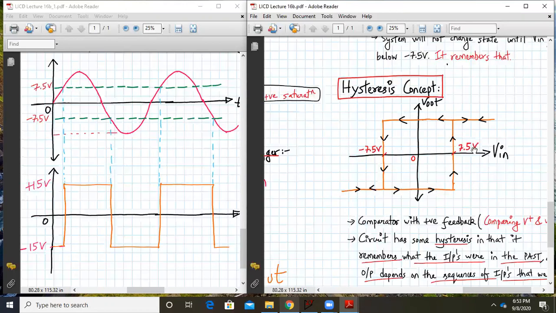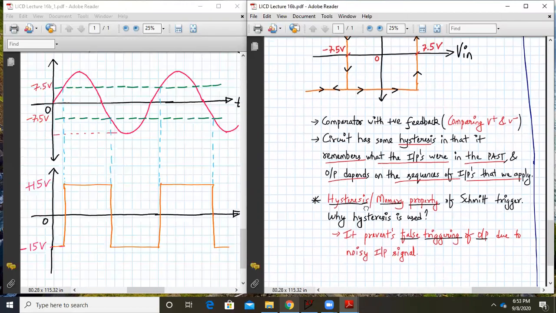Whenever Vin is between -7.5 and 7.5, we can say that the output will not change the state. So basically it has locked the state of the output. Between 7.5 and -7.5, we say that we have a hysteresis voltage, or we call it a dead band region. Here the output will not react at all. It will only react whenever Vin becomes greater than 7.5 or lesser than -7.5.